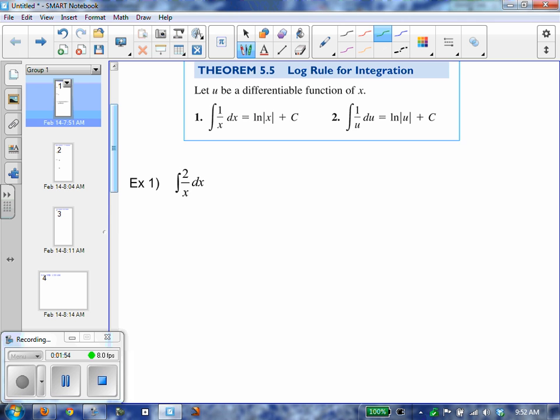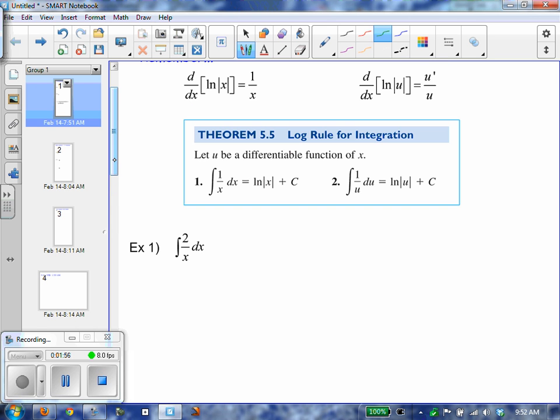The thing to remember is you don't want to do this every time you have a fraction. That's not the point. If I have the integral of 1 over x squared dx, you have a better way to do that. You're not going to use natural logs for that. You do a rewrite so that you have x to the negative 2, take the integral of that, so this would be x to the negative 1 over negative 1 plus c.